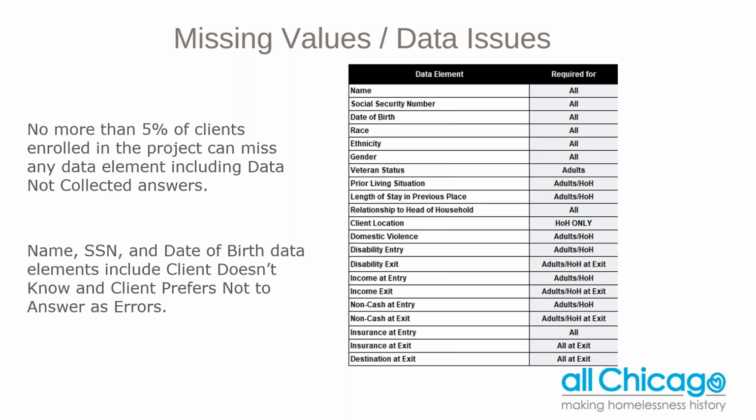One thing to note is that name, social security number, and date of birth data elements include client doesn't know and client prefers not to answer as errors. This is based on how HUD views these particular answers. It still views them as missing data. So in the data quality report, it's set that way as well.